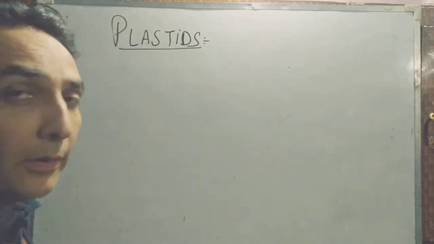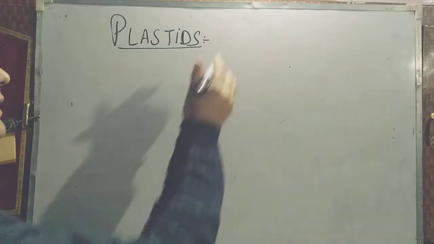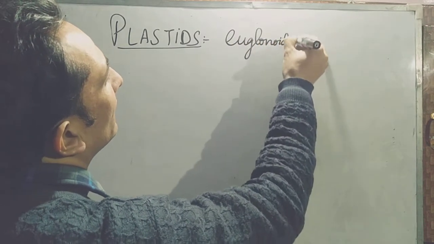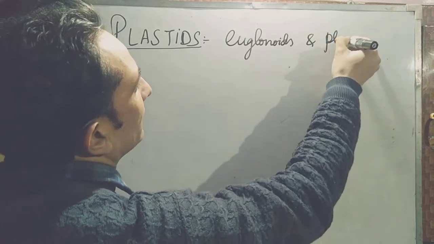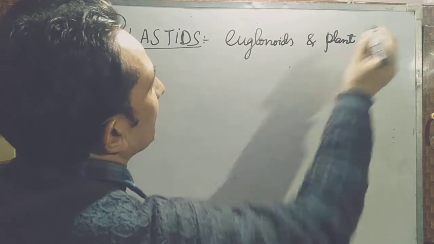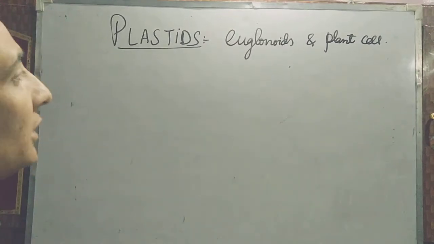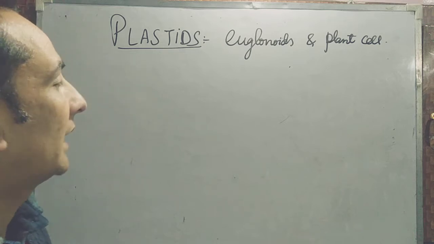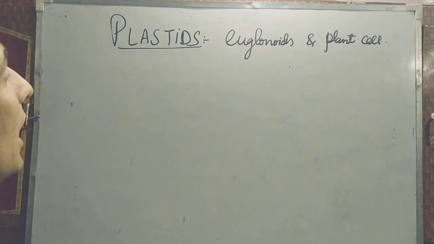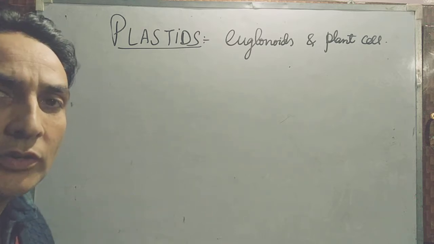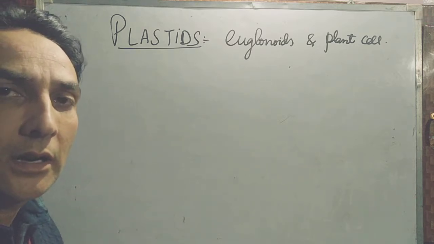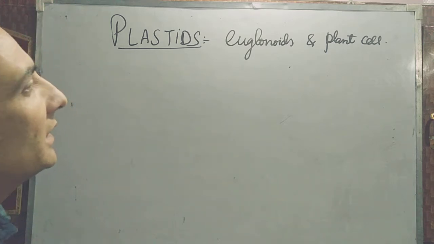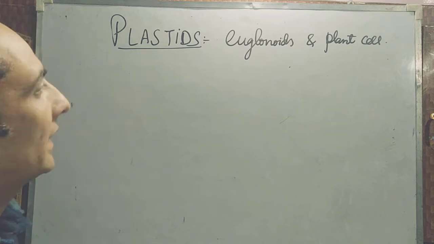The plastids are membrane-bound cell organelles. They are found in euglenoids and plants. These cell organelles are particular to euglenoids and plant cells. They can be easily seen under the microscope, as compared with other cell organelles they are of large size.